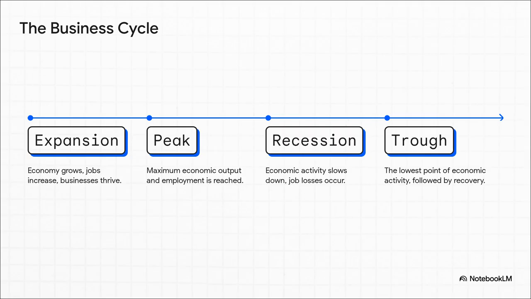You've got the climb of an expansion, you hit a peak, then there's the drop of a recession, and finally you hit a low point, the trough, before the recovery starts and the climb begins all over again. And here's the key thing to remember. While recessions are tough, this up and down cycle is actually a normal part of how modern economies work.